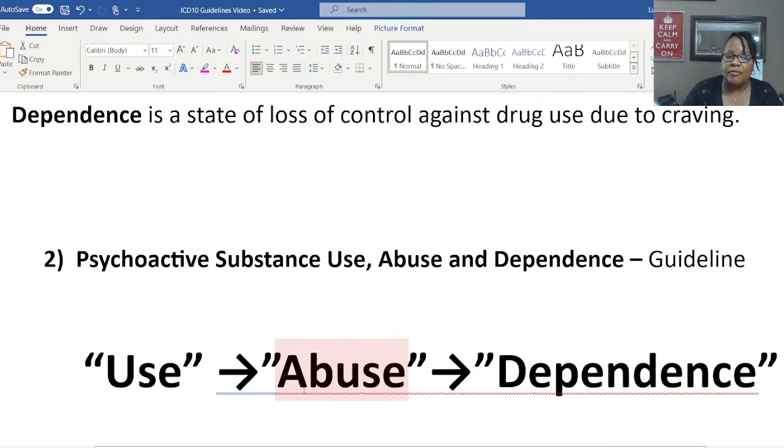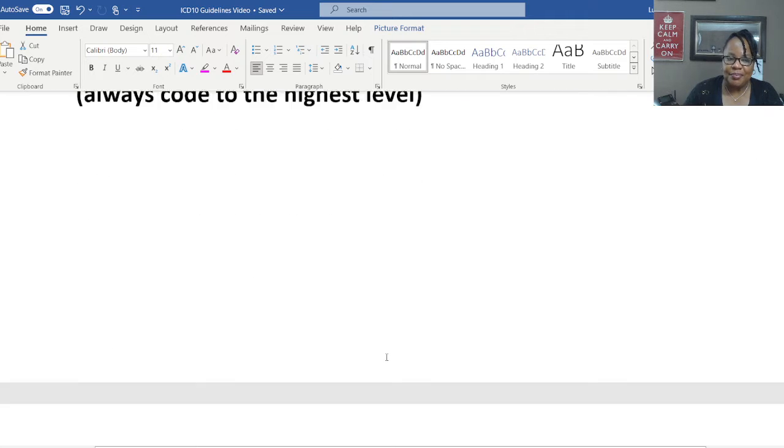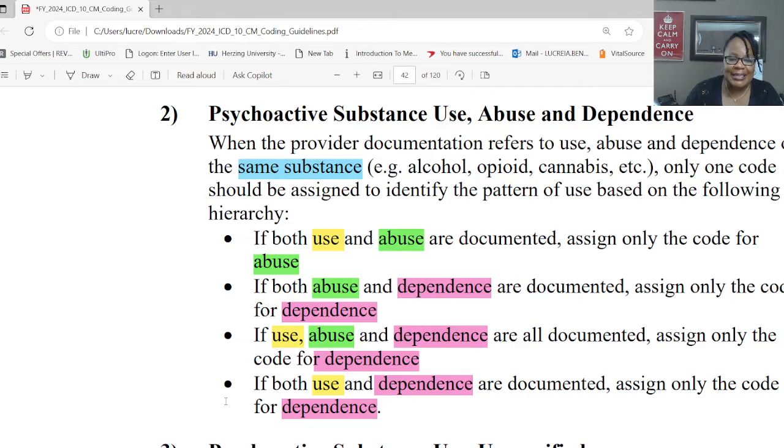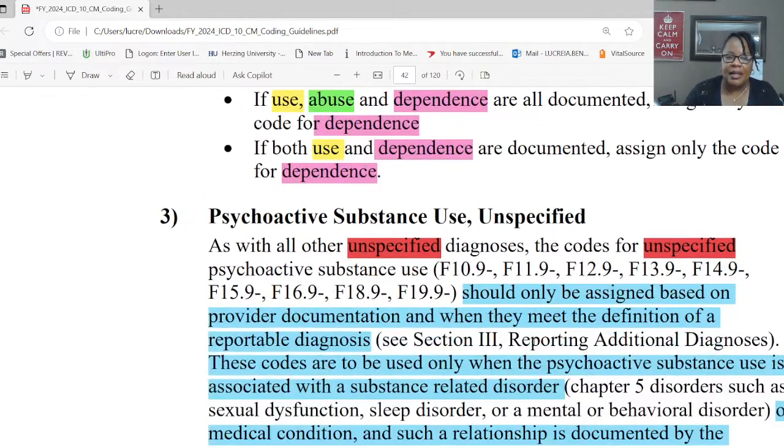So hopefully you saw from this guideline that you always code to the highest level. So it goes from use to abuse to dependence. And if they ever use any of these in combination for the same substance, then you go with the highest one. All right, that leads us to number 3, psychoactive substance use unspecified.